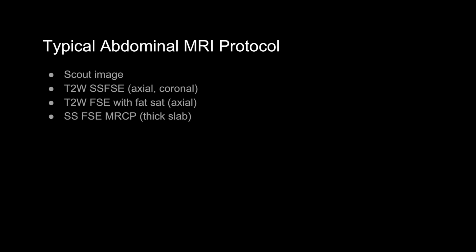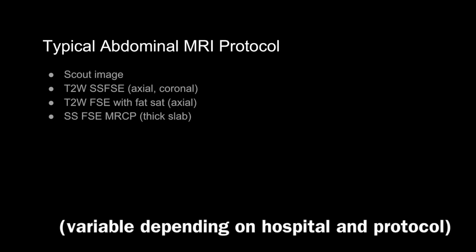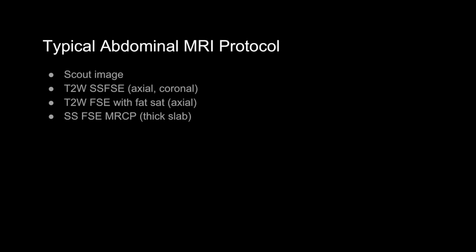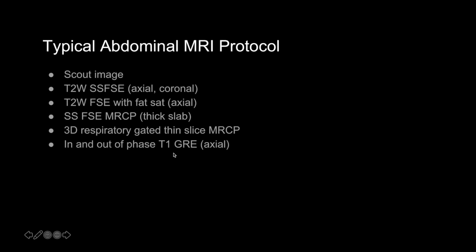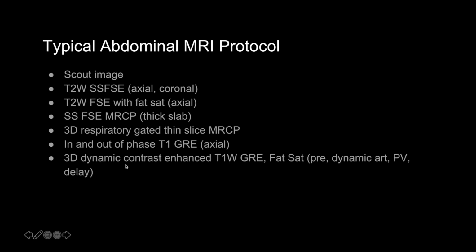We then perform MRCP images, so single shot fast spin echo thick slab MRCPs, as we mentioned earlier, and 3D respiratory gated thin slice MRCPs. So essentially these are those high resolution 3D MRCPs that we're going to show you. We also perform in and out of phase T1 gradient echo based sequences, and we showed you what those look like earlier. And then we have our 3D dynamic contrast enhanced images. So we have a T1 gradient echo 3D sequence, and it's usually fat saturated.